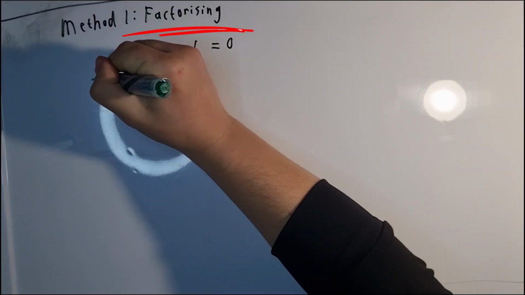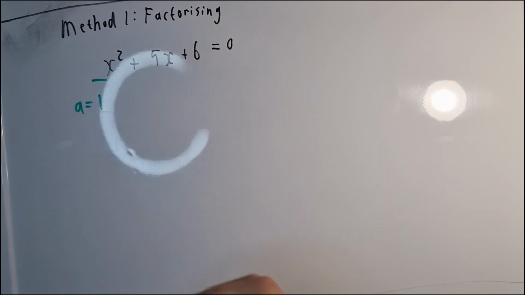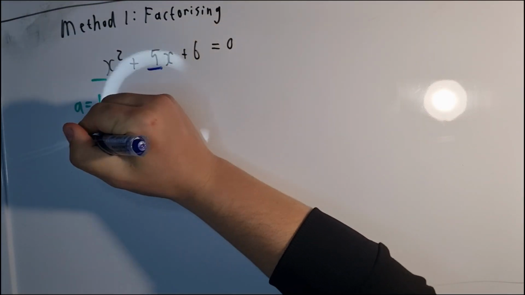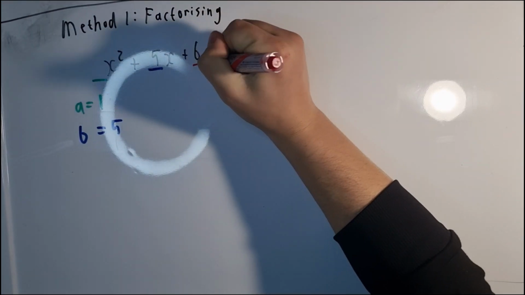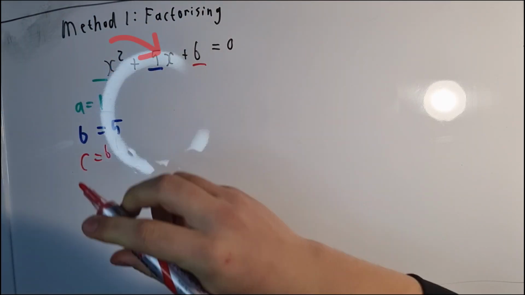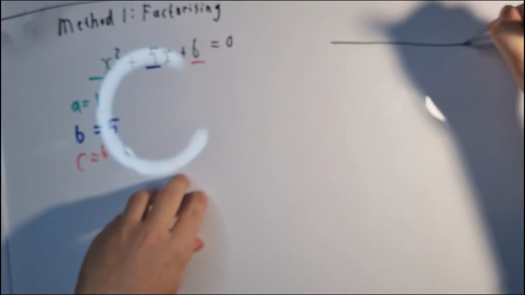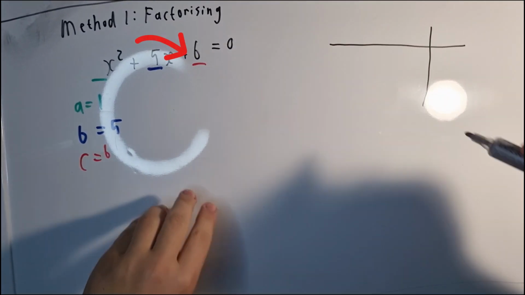The first and easiest method is factorizing, or factorization. We start by finding the values of a, b, and c, and as previously mentioned, the a is the number in front of the x squared, so in this case it's 1. B is the number from the x, so it is 5, and c is everything else, so it'll be 6.